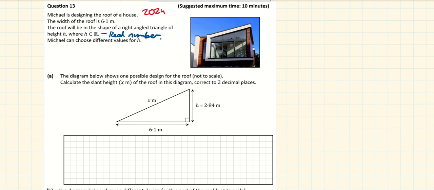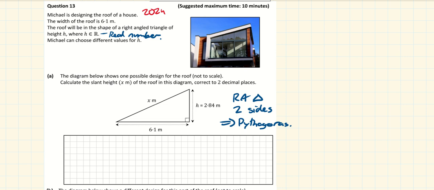Okay, so it could be a decimal or a fraction. Okay, here's one possible design, not to scale. Calculate the slant height. Okay, so we see a right angle triangle, and you have 2 sides. So if you have a right angle triangle and you have 2 sides, that means you are definitely going to be looking at Pythagoras. Okay, because there's nothing said about an angle here.